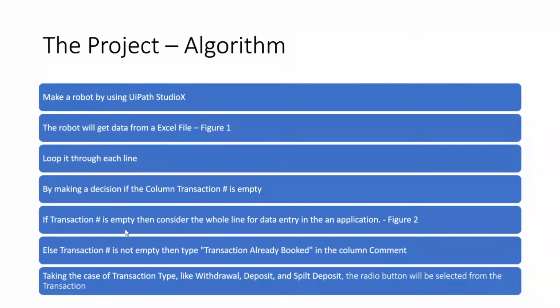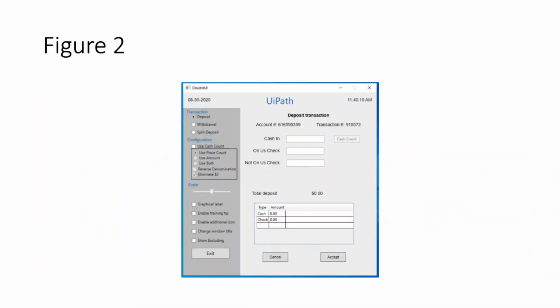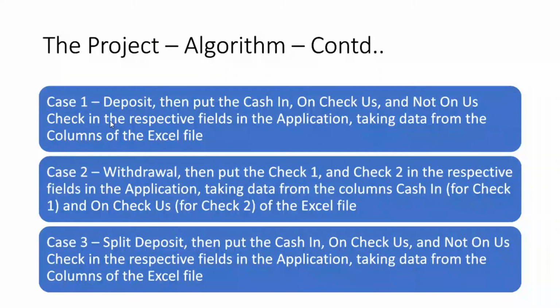So if the transaction is empty, then consider the whole line for data entry in the application. Else, if the transaction is not empty, then it will type transaction already booked in the column comment. Now, taking the case of the transaction type, like withdrawal, deposit, or split deposit, a radio button will be selected in the application. Depending upon the case, if this is a deposit, then put the cash in field, the on us check field and the not on us check field, respectively, from the application taking data into the column.